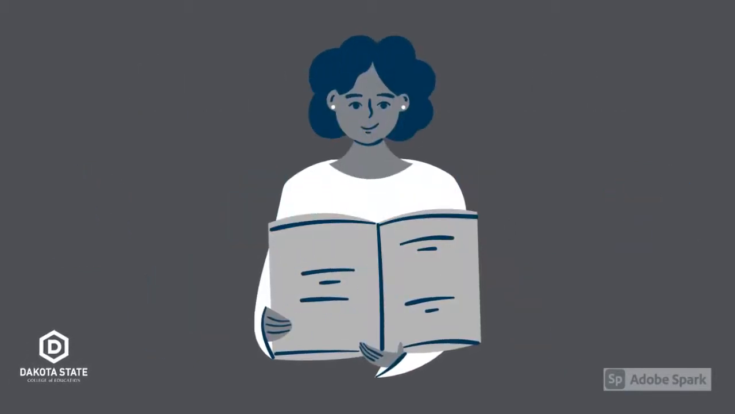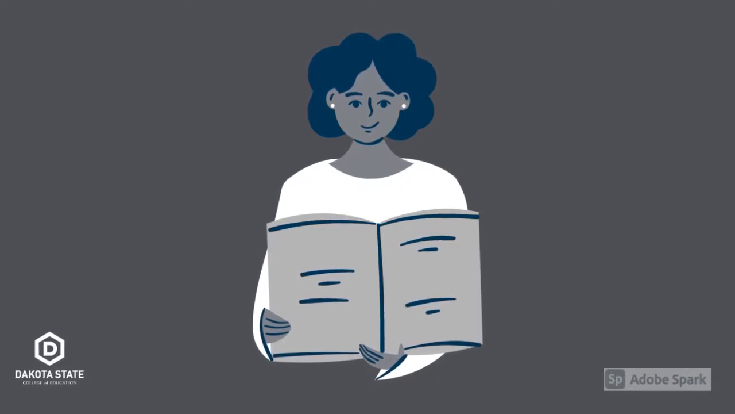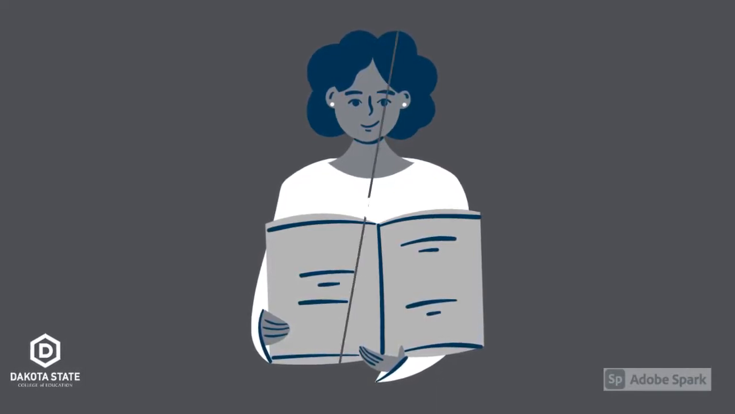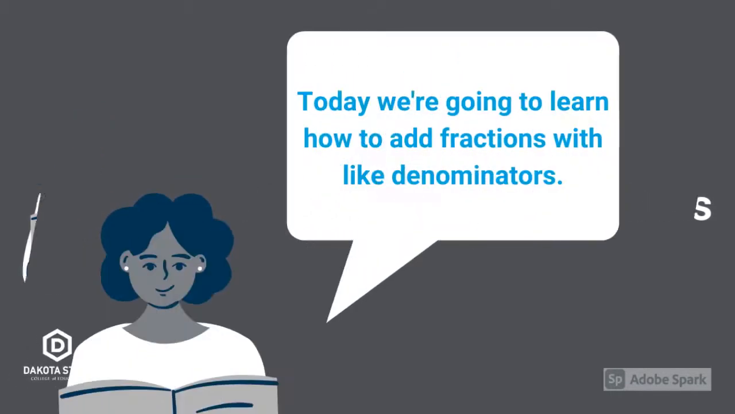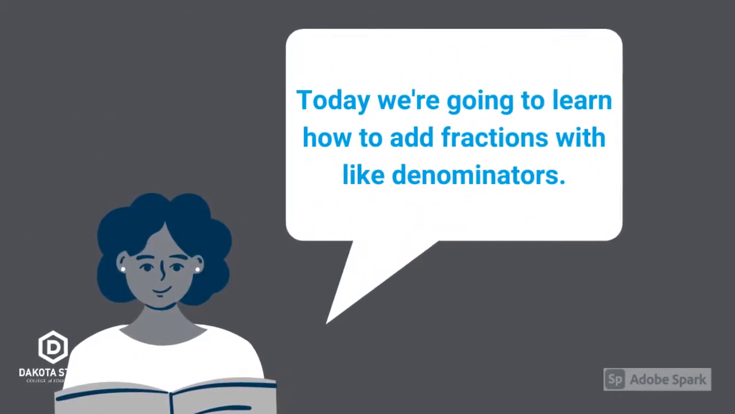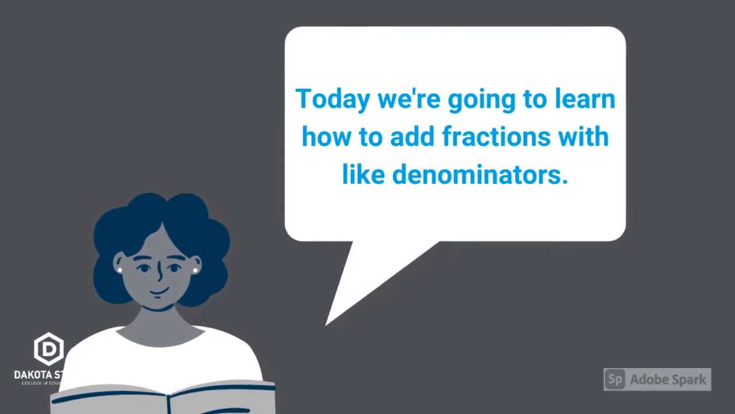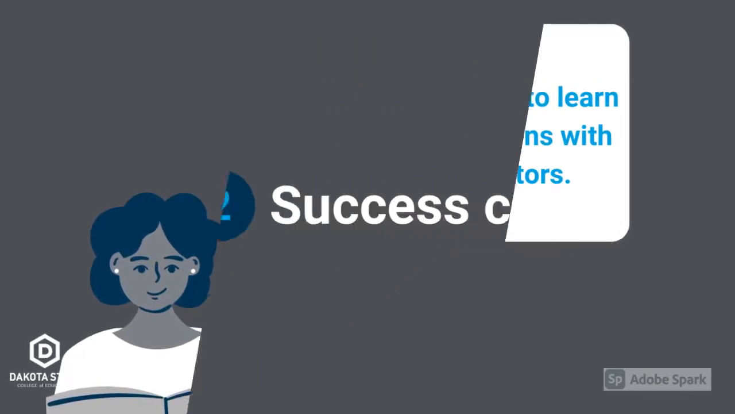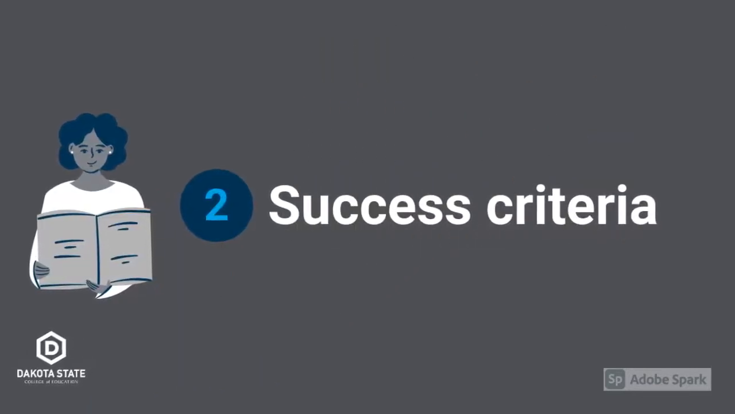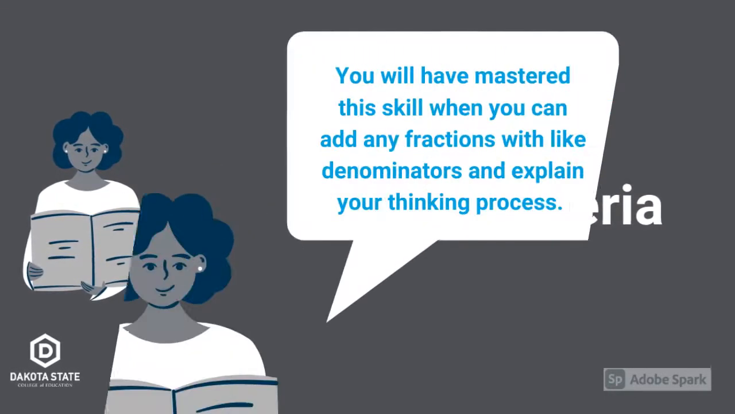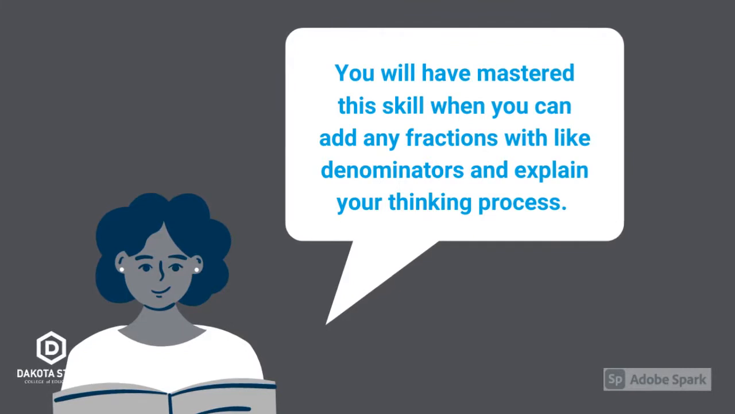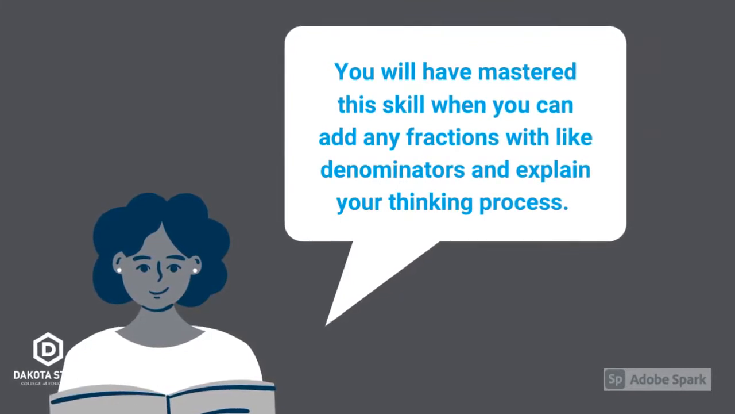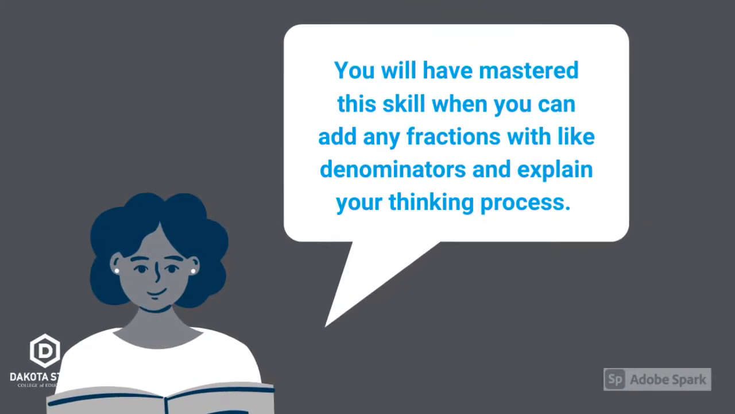For example, a 4th grade math lesson using direct instruction could look like this. The teacher outlines the learning intentions. She says, "Today we're going to learn how to add fractions with like denominators." She then indicates the success criteria. You will have mastered this skill when you can add any fractions with like denominators and explain your thinking process.